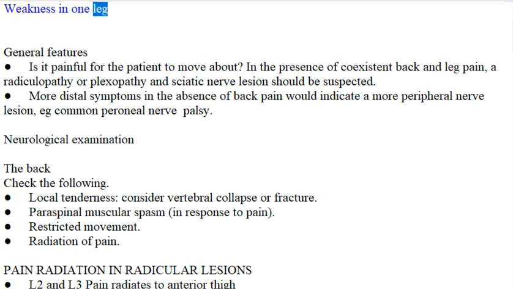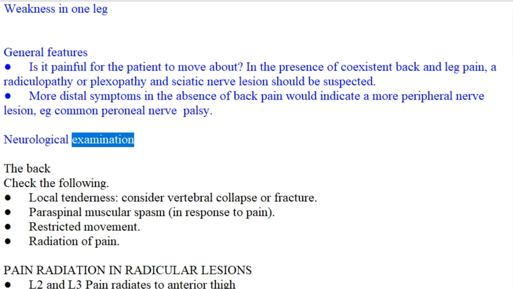Weakness in one leg. General features. Is it painful for the patient to move about? In the presence of coexistent back and leg pain, a radiculopathy or plexopathy and sciatic nerve lesion should be suspected. More distal symptoms in the absence of back pain would indicate a more peripheral nerve lesion, e.g. common peroneal nerve palsy.